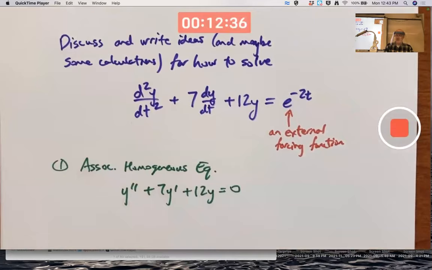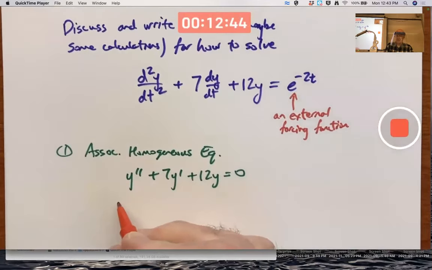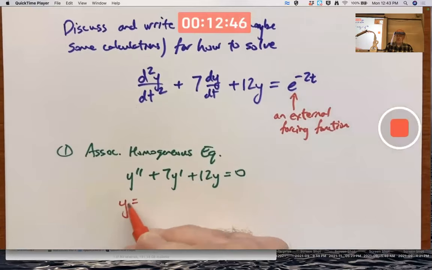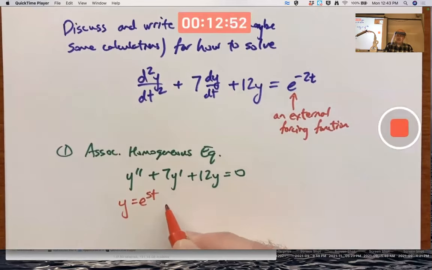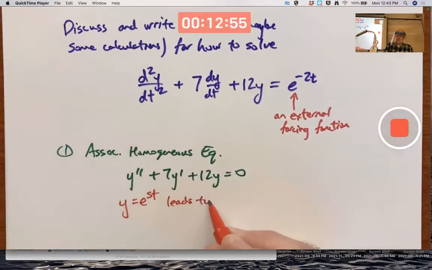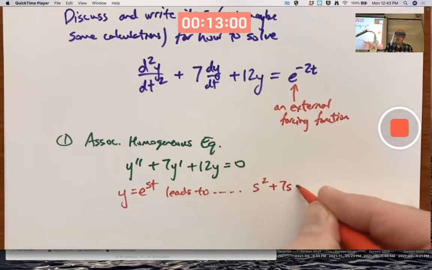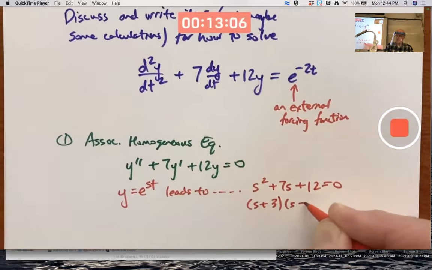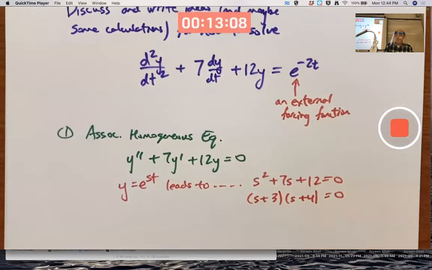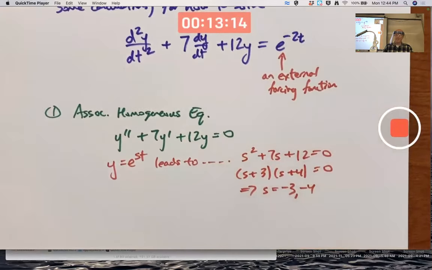We've done that kind of equation a lot recently. You don't have to convert to a system. You can just come up with a scalar equation. If you guess y equals e to the st, by differentiating and so forth, this leads to an equation involving s that's quadratic: s squared plus 7s plus 12 equals 0. You can always use the quadratic formula, but in this case, I did make it relatively easy to factor. The roots are -3 and -4. The order they're in doesn't matter.